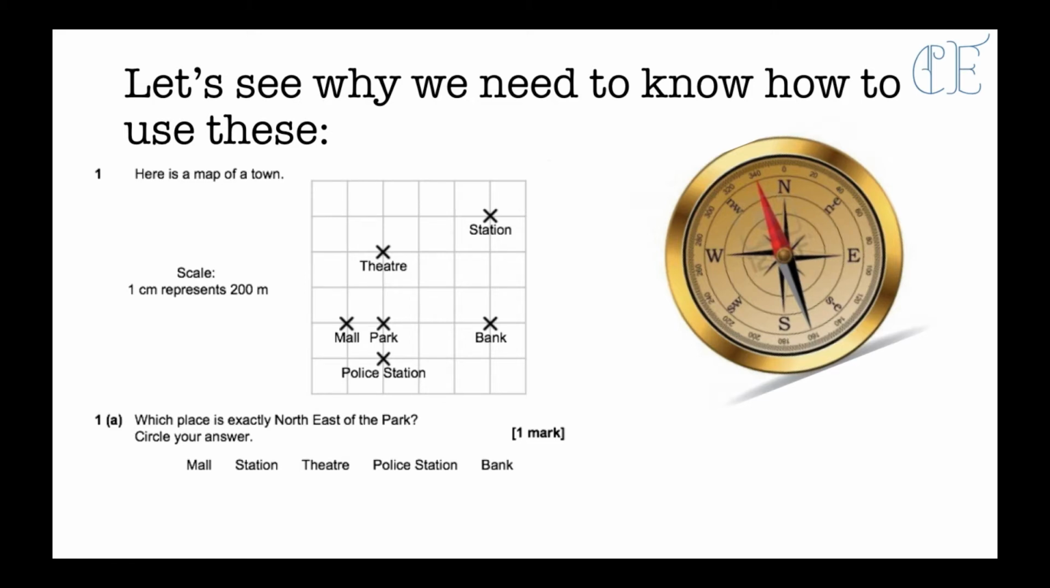So as we can see, it says which place is exactly northeast from the park. Here is the park, and here is our compass. Here is north, and here is east. So this one right in the middle here must be northeast. So if northeast is in that direction, we can go to the park and we can see that the station is northeast of the park.